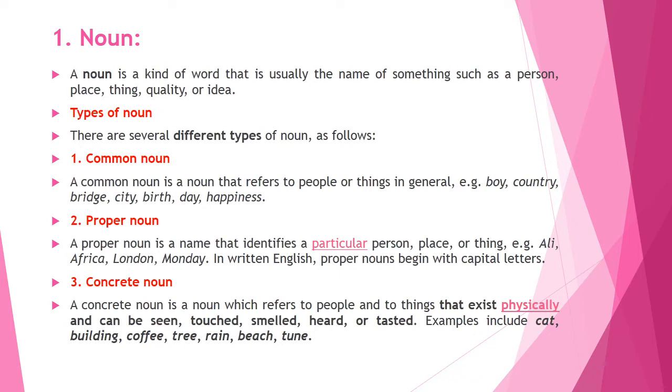The third type of noun is called concrete noun. A concrete noun is a noun which refers to people or to things that exist physically and can be seen, touched, smelled, heard, or tasted. For example, cat, building, coffee, tree, rain, beach, and tune are the examples of concrete noun.